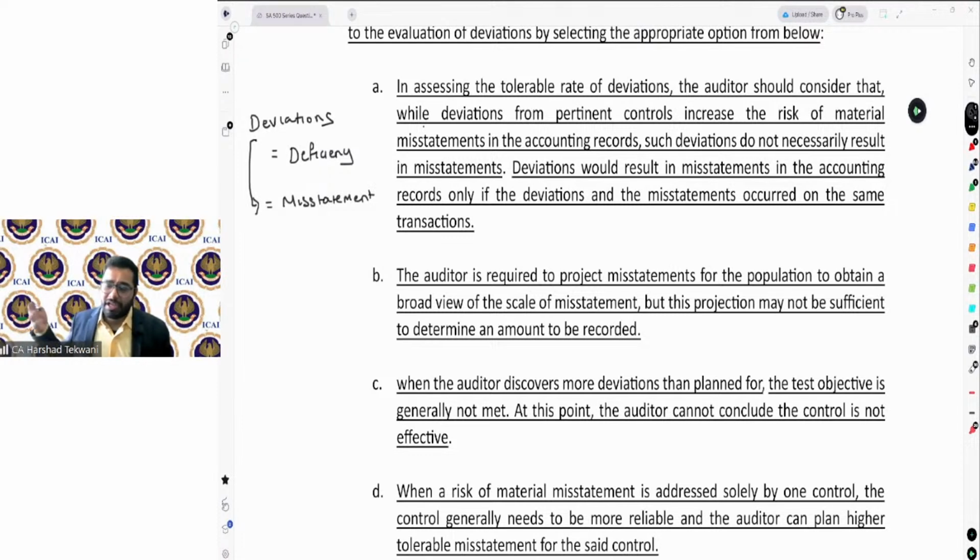I can say deviation is equal to deficiency, provided there is one condition to it. The condition is that the actual rate of deviation is greater than the tolerable rate. If that is the case, then I could say, okay, the deviation will become deficiency. Can I say deviation is equal to misstatement?